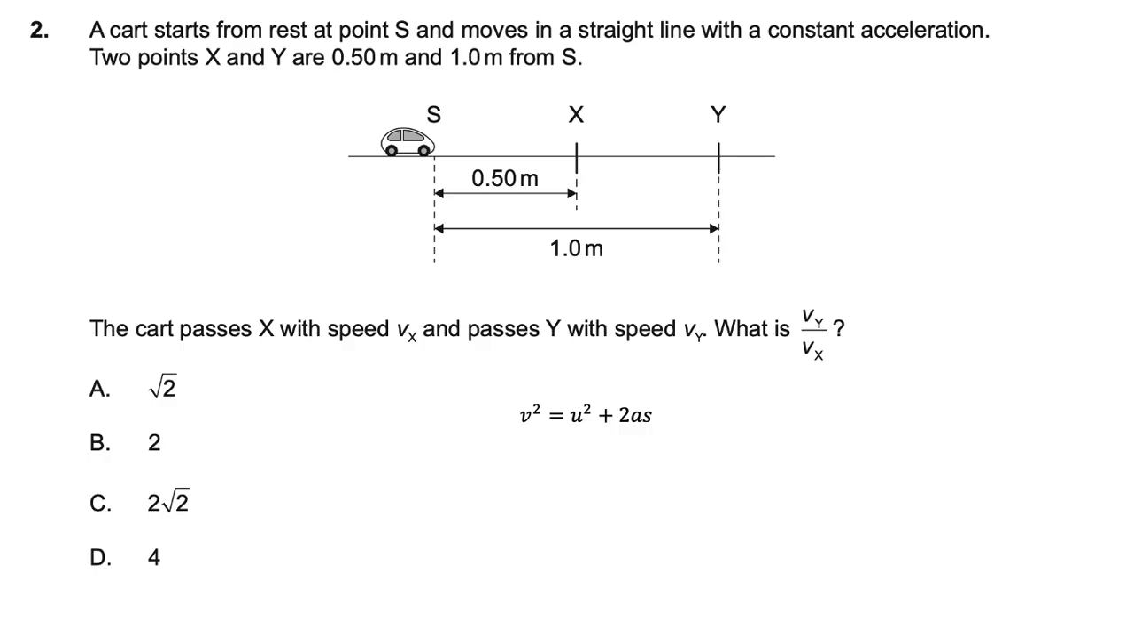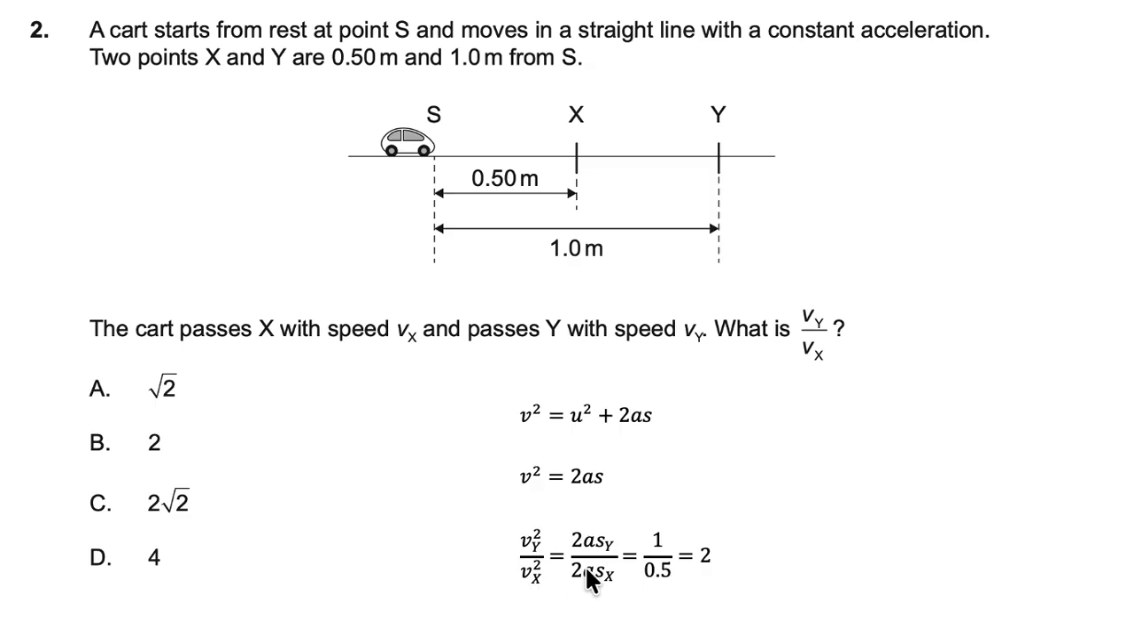Now, this is going to get a bit simpler because u is equal to 0. We've started from rest. So generally, v squared is going to be equal to 2as. And then we're going to have our ratio. So we'll take the ratio of v squared. In this case, remember, we're looking for v, so we're going to have to square root whatever we do here.